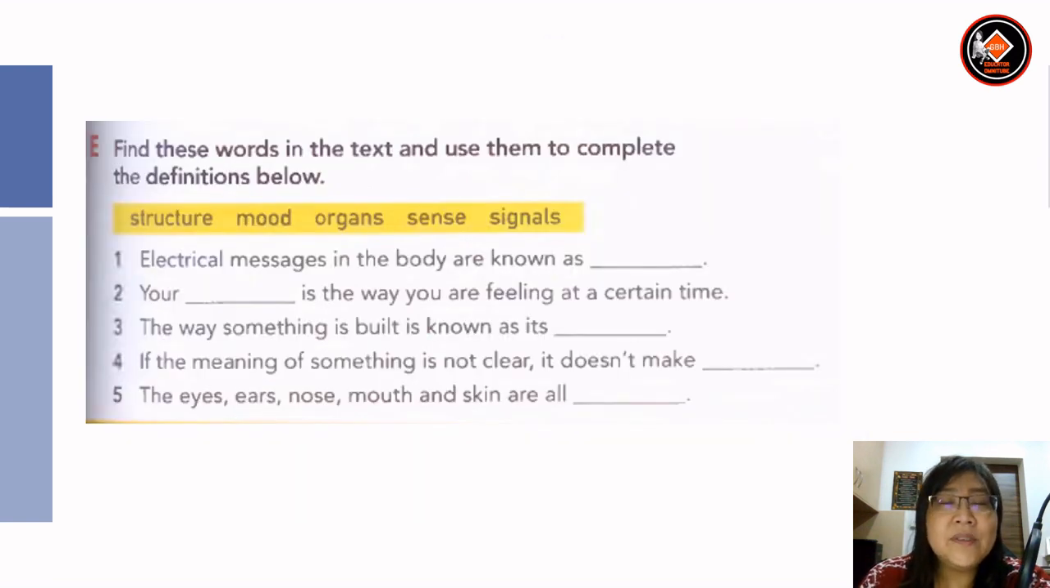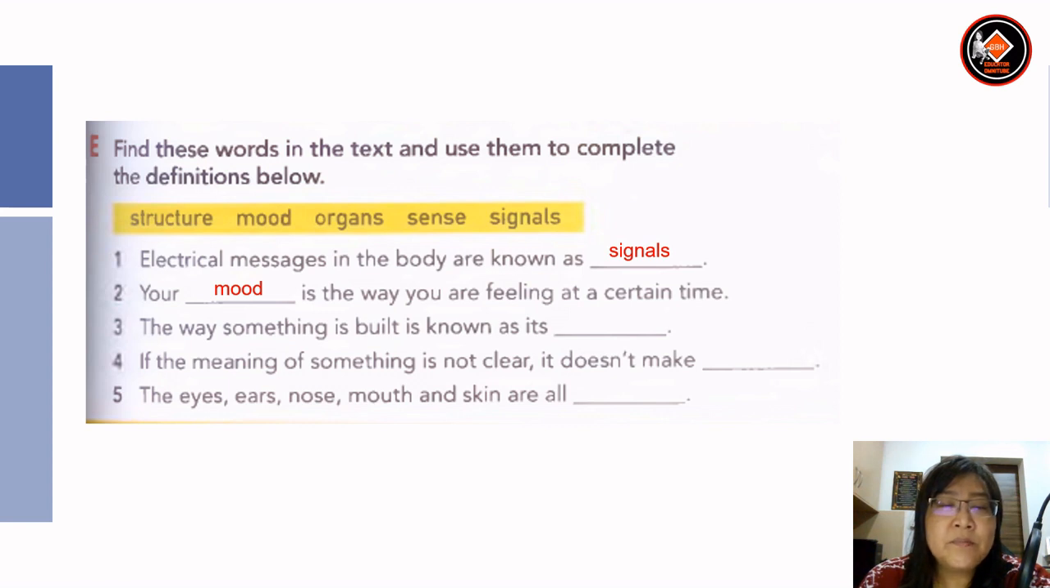Now let's move on to the next exercise. Find these words in the text and use them to complete the definitions below. So you have the words structure, mood, organs, sense, and signals. Number 1. Electrical messages in the body are known as? Answer is signals. Your ___ is the way you are feeling at a certain time. So the answer is your mood.